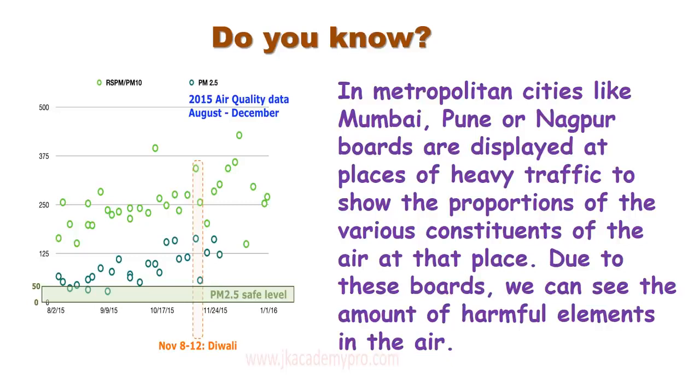Now, do you know, children, that in metropolitan cities, that is, big cities like Mumbai, Pune, or Nagpur, big boards are displayed at places of heavy traffic to show the proportion of the various constituents of the air at that place. Because of these boards, we can see the amount of harmful elements in the air. These boards are put so that people come to know the harmful effects of all the traffic and all the factories on human life, so that people become aware of it and reduce pollution as far as possible.